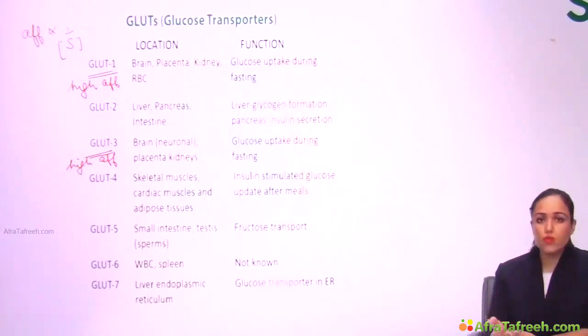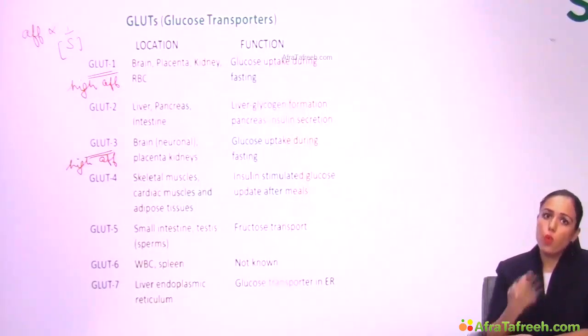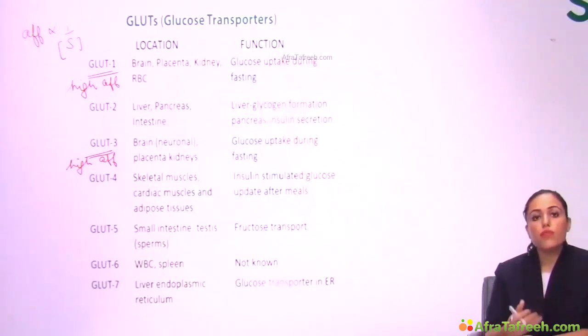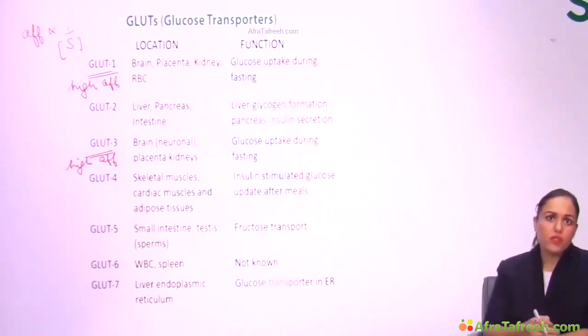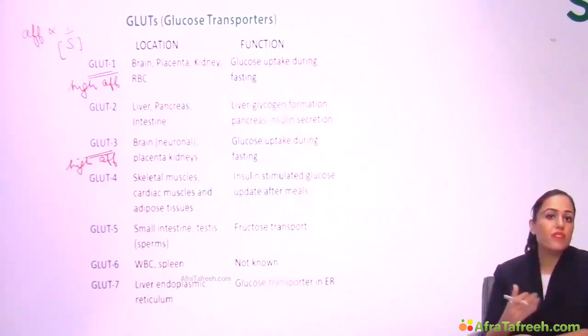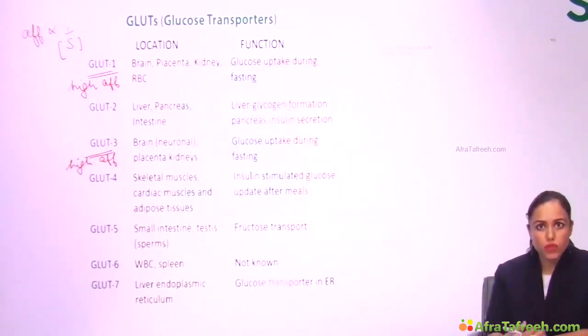These are channels for glucose transport. They will open during fasting. Now think yourself that if they open during fasting, then they are present on which cell of the body? They are present on those cells of body which always need glucose. Be it fasting or fed state, these cells always require glucose. That is brain, RBC. If the baby is there, then placenta. Also in kidneys for reabsorption, right?